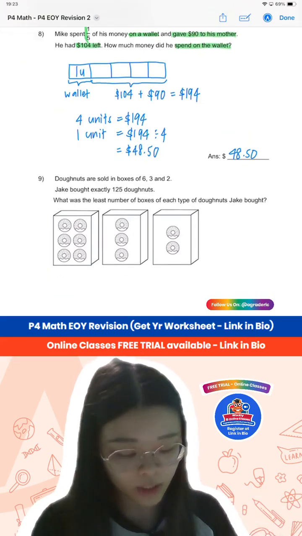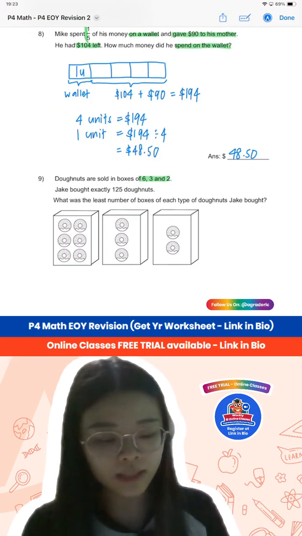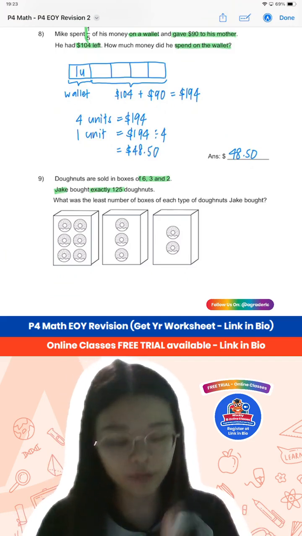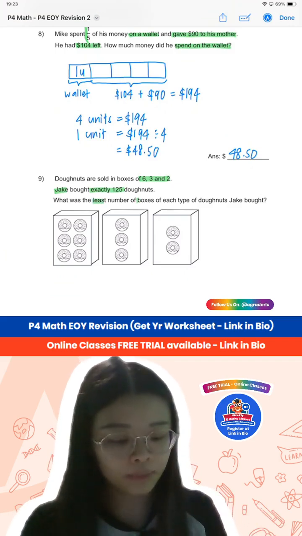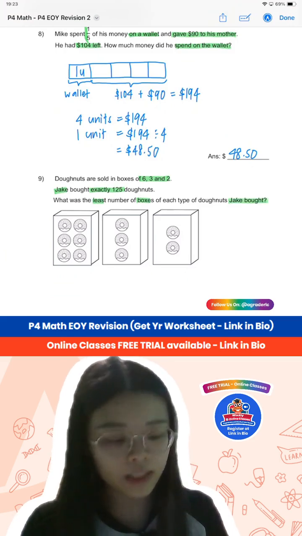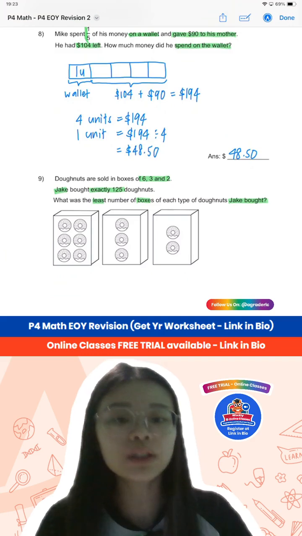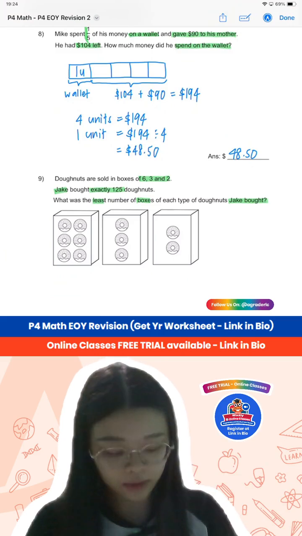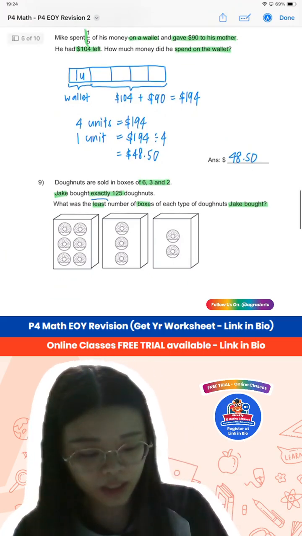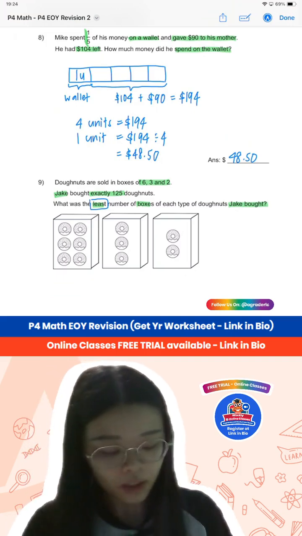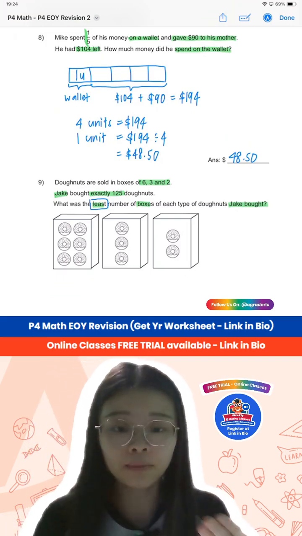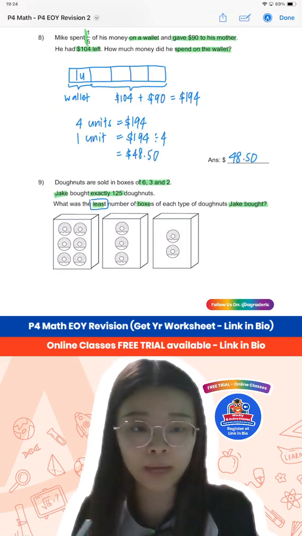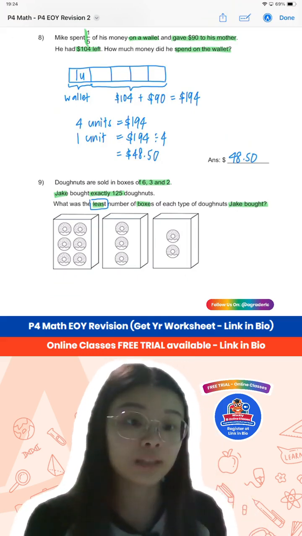Okay, question 9. Donuts are sold in boxes of 6, 3, and 2. Jake bought exactly 125 of them. What was the least number of boxes of each type of donuts Jake bought? Okay, so this question, there are 3 types of boxes. The main point over here, the keyword is the least number. So when they are asking for the least number, it means should I be buying the boxes that have less donuts or should I be buying the donut boxes with many donuts?